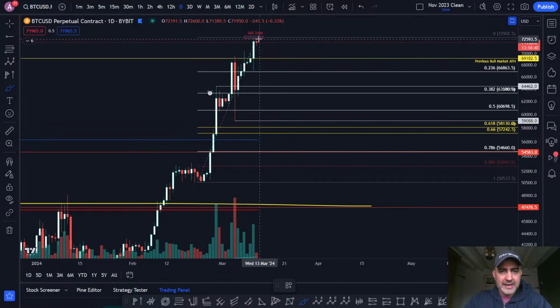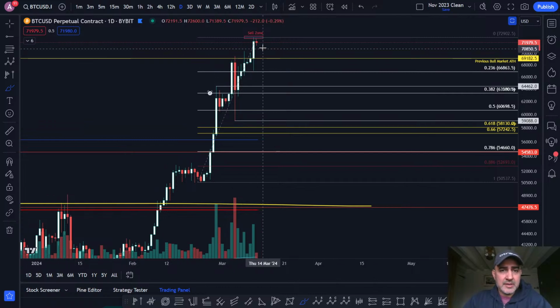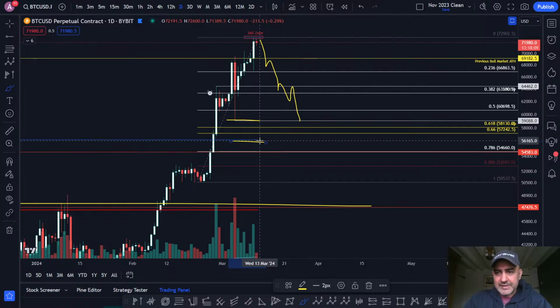If we do get a pullback, I don't know how long it will take. It could take a few months. It's a big if. Or a few weeks, I don't know. No one knows. Let's just say we do get some kind of pullback. This is where you're going to be scaling in. I think the strategy would be to start scaling in from here to here. So from 59,000 all the way down to 47, but probably the price will find support somewhere here at about 56 or 55,000.